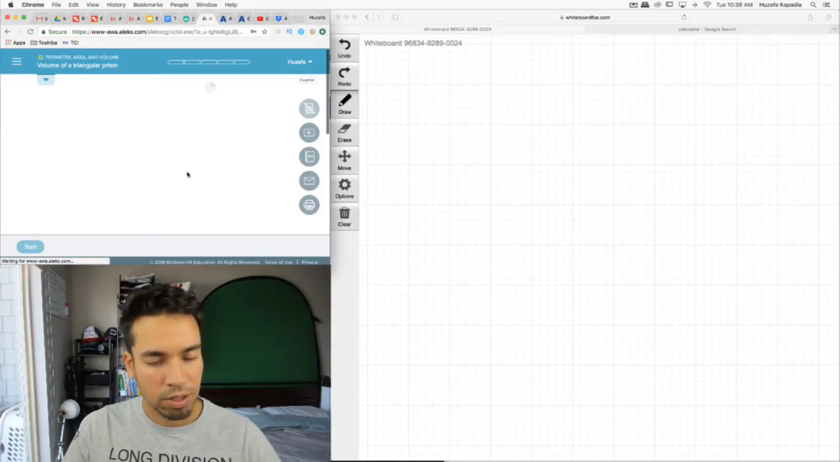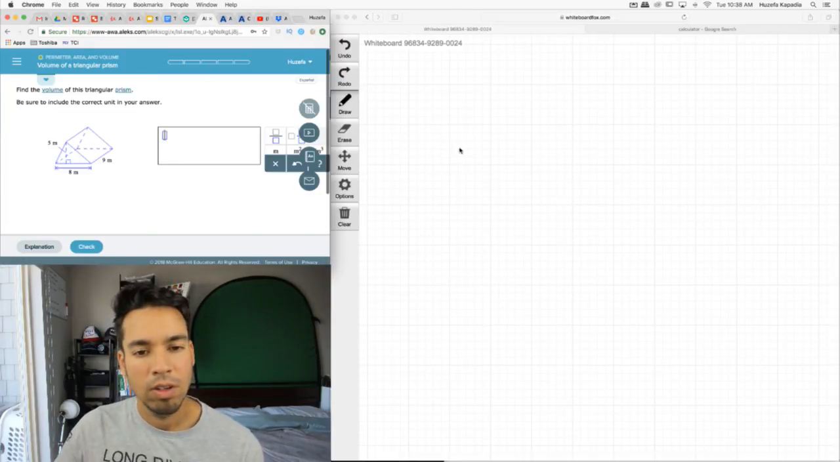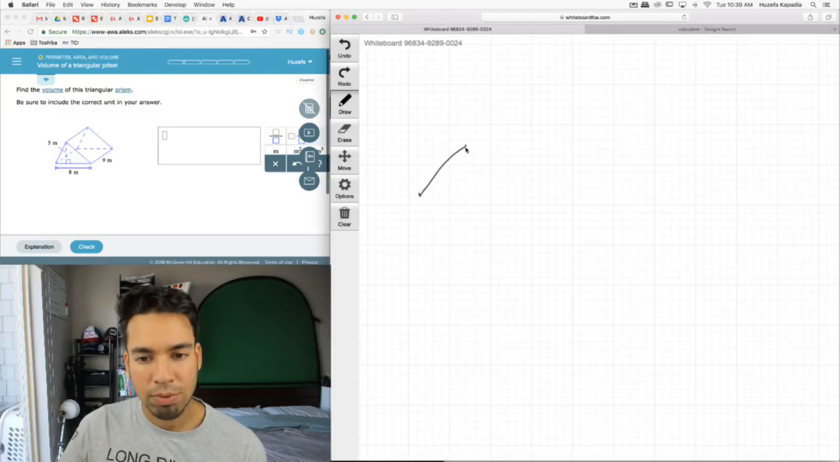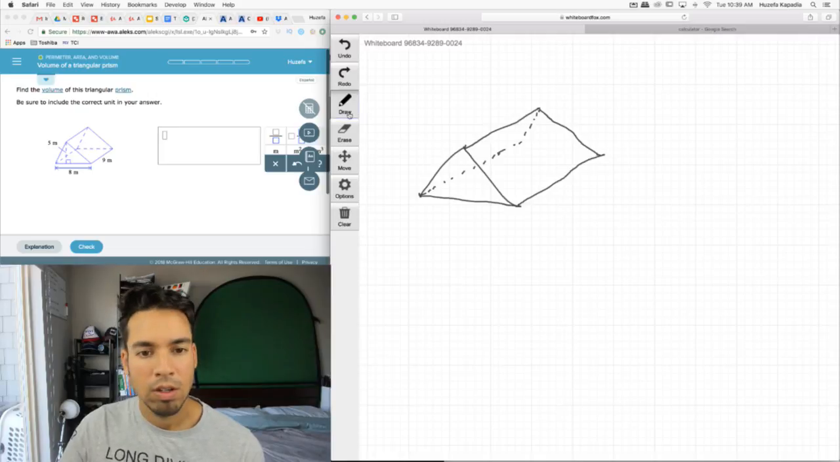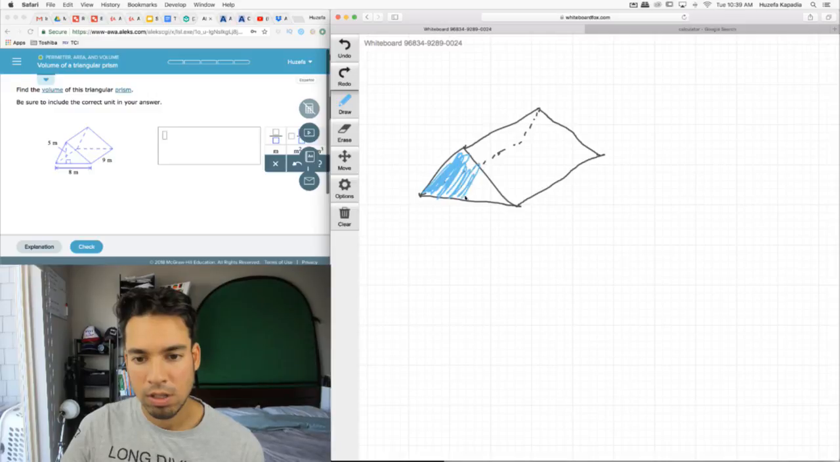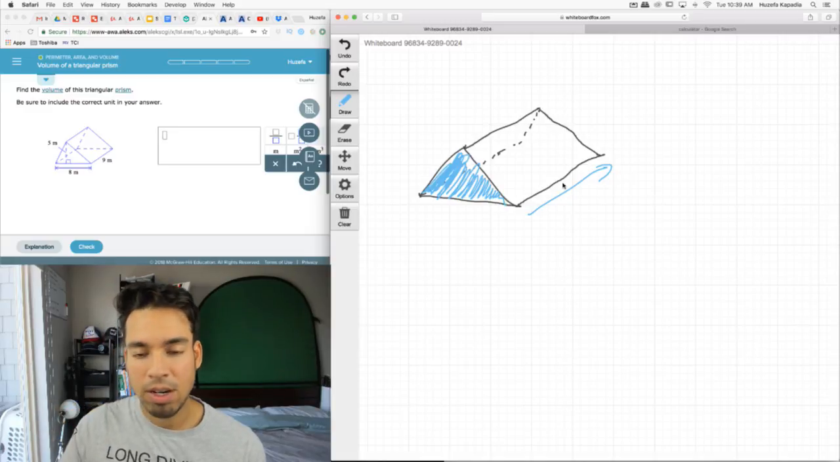Volume of a triangular prism. Anytime we're talking about a prism, okay, we're talking about a singular shape that's like extended back by straight lines. So let me kind of show you why that's important. So we've got this shape, which is in this case a triangle, that is then extended backwards.